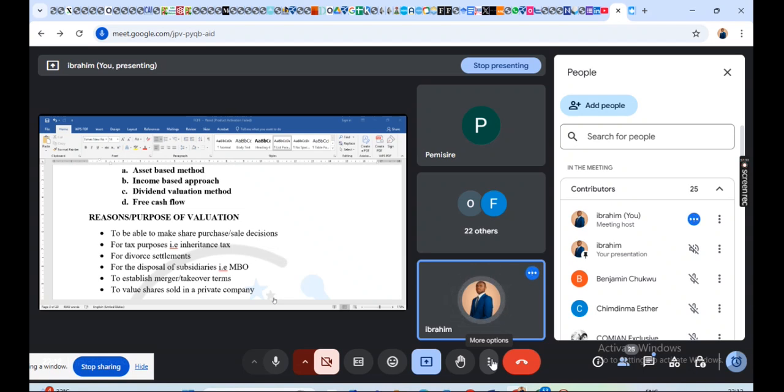I made mention of divestment in forecast, in that B part of the question. They talked about management buyout and management buy-in.